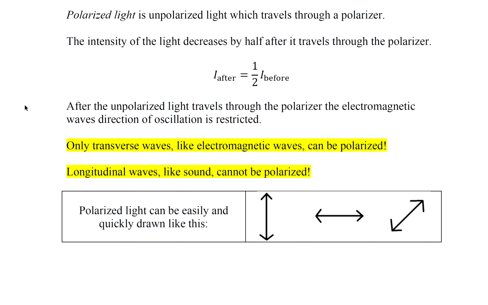Only transverse waves like electromagnetic waves can be polarized. Longitudinal waves like sound cannot be polarized. So polarized light can be easily and quickly drawn like a line.